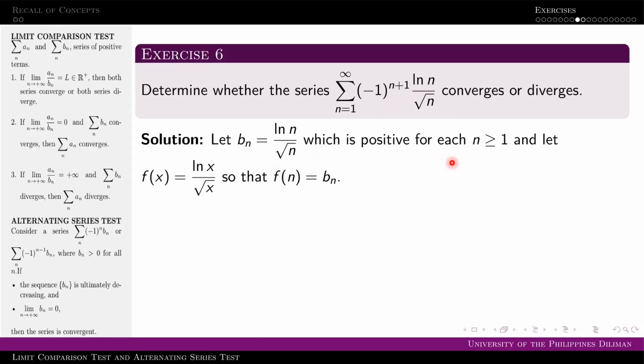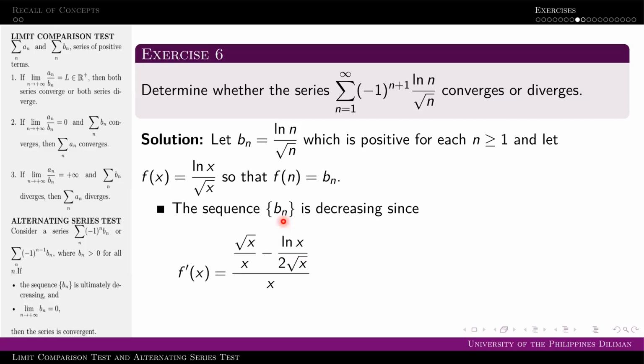So, tatanggalin lang natin si negative 1 raised to n plus 1 and that will be our bn. Tapos, ito, isa-set ko lang si f of x to be equal sa ln x over square root of x para si f of n equals sa b of n. And I'm just doing this to prove na yung sequence bn ay decreasing kasi kapag kinuha mo yung f prime of x, makukuha mo tong equation na to, which we can further simplify into this.